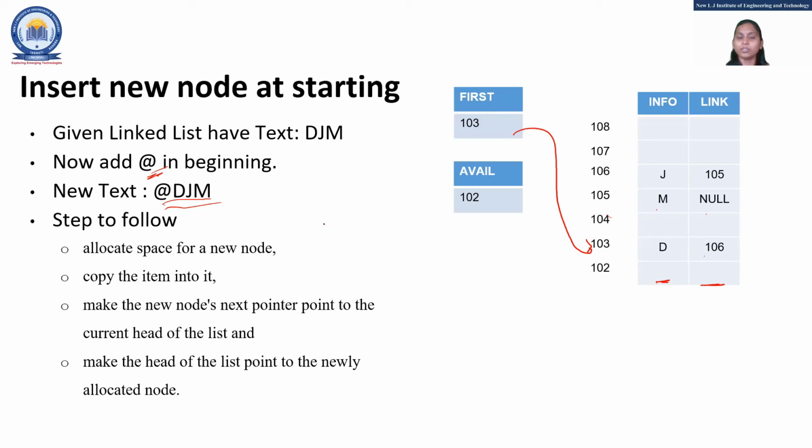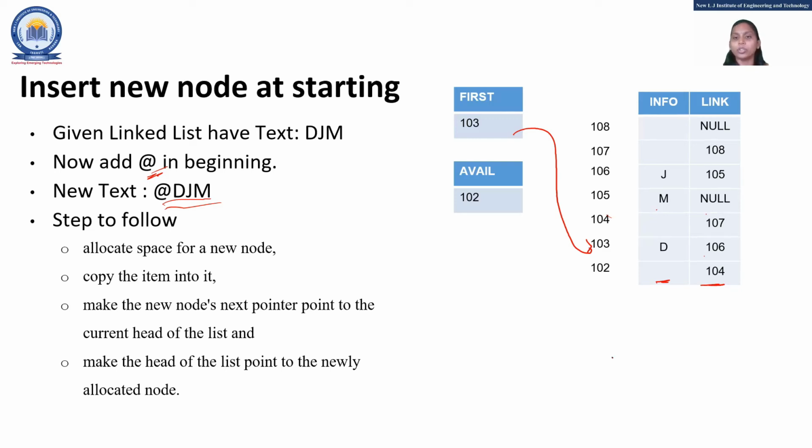So for maintenance of the free space, we are making one linked list with the help of an availability stack. What do you mean by availability stack? Availability stack means it is a linked list of nodes where you can find all the free space. Here you can see 102, 104, 107 and 8 are the free spaces where we can add. The availability pointer is pointing to node 102.